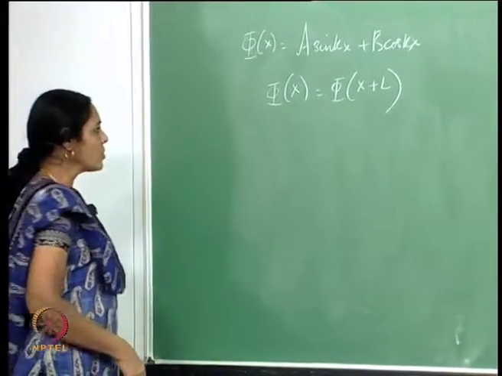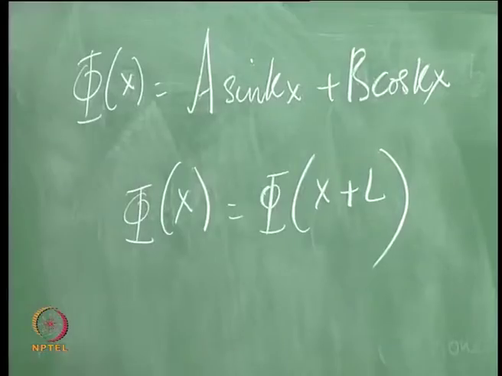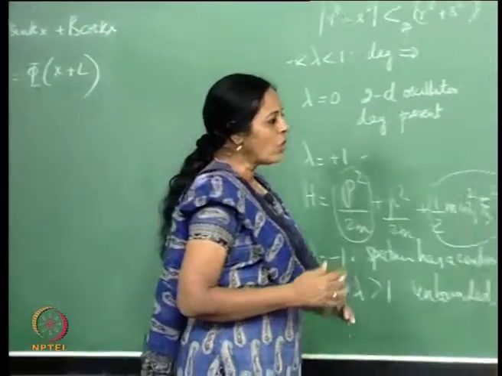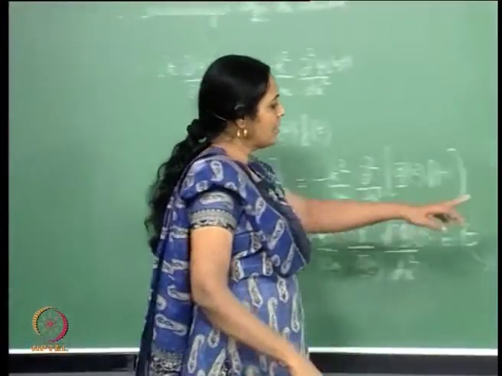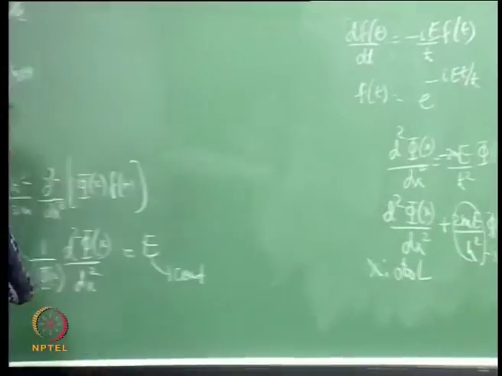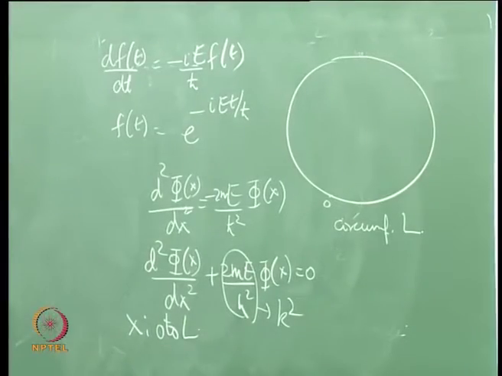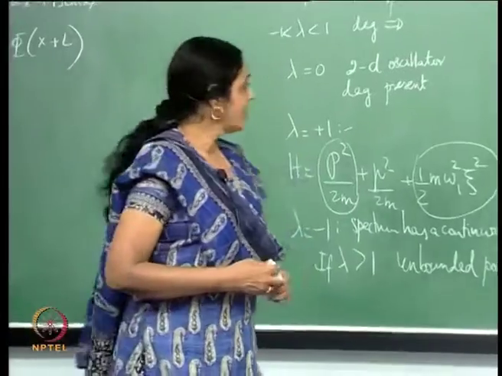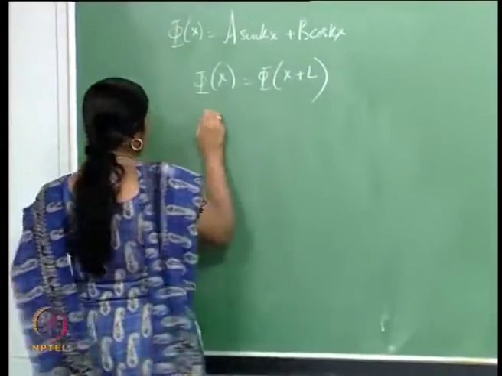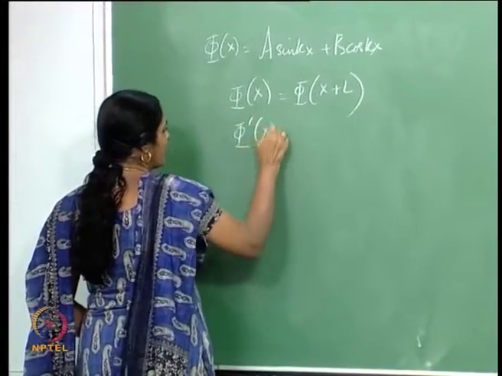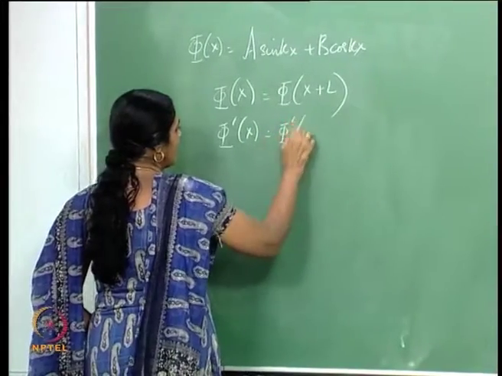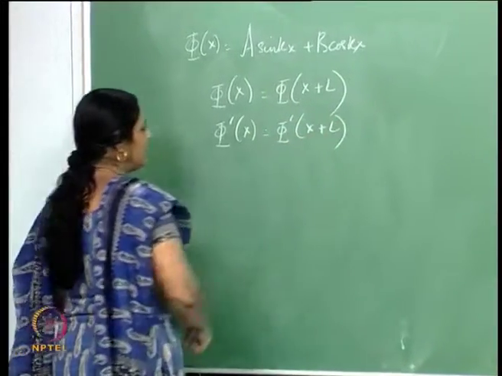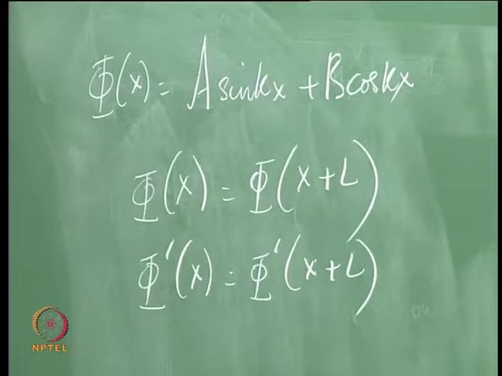That is fine as it goes, but what about the derivative? Should I also impose a condition? After all, this is a second order equation. Should I also impose a condition phi prime of x equals phi prime of x plus L, x being any point on the circle?